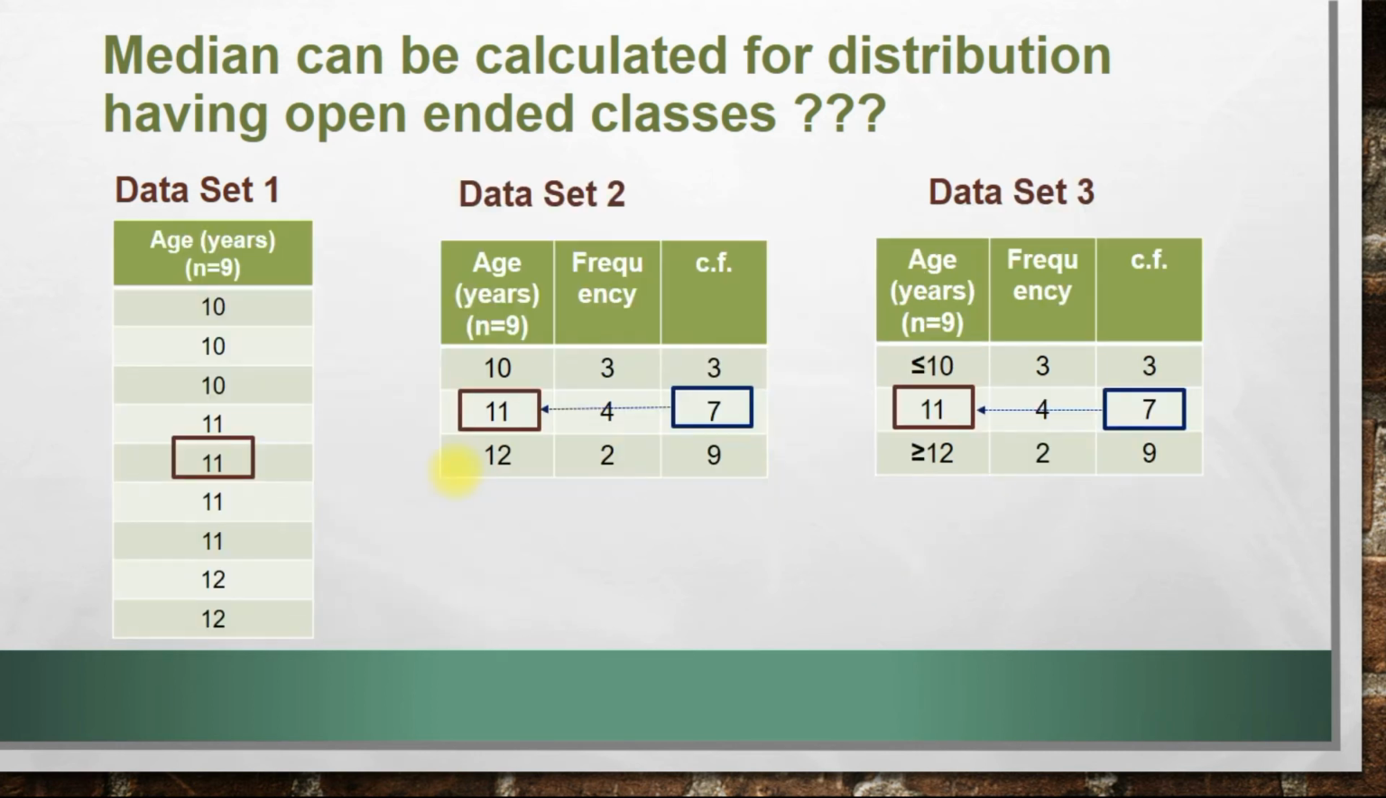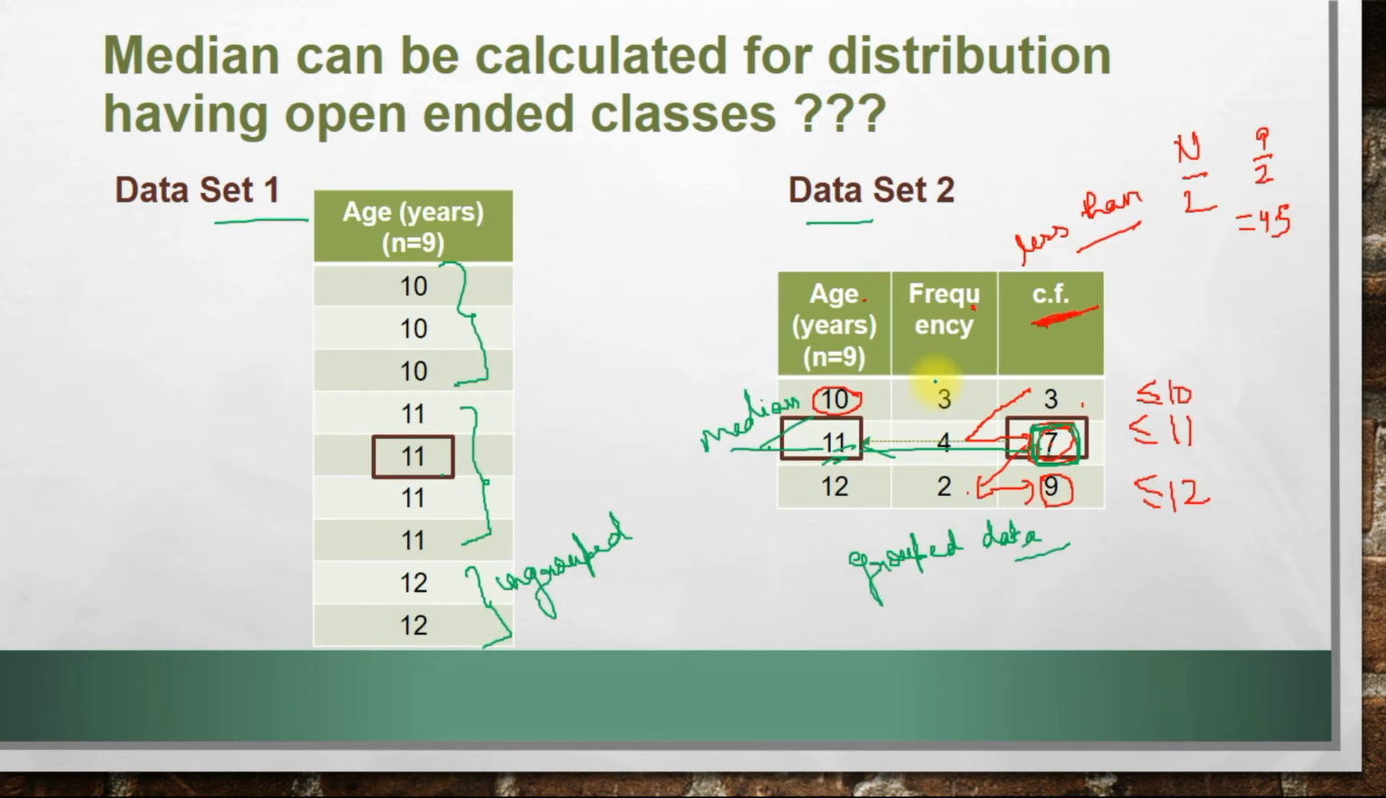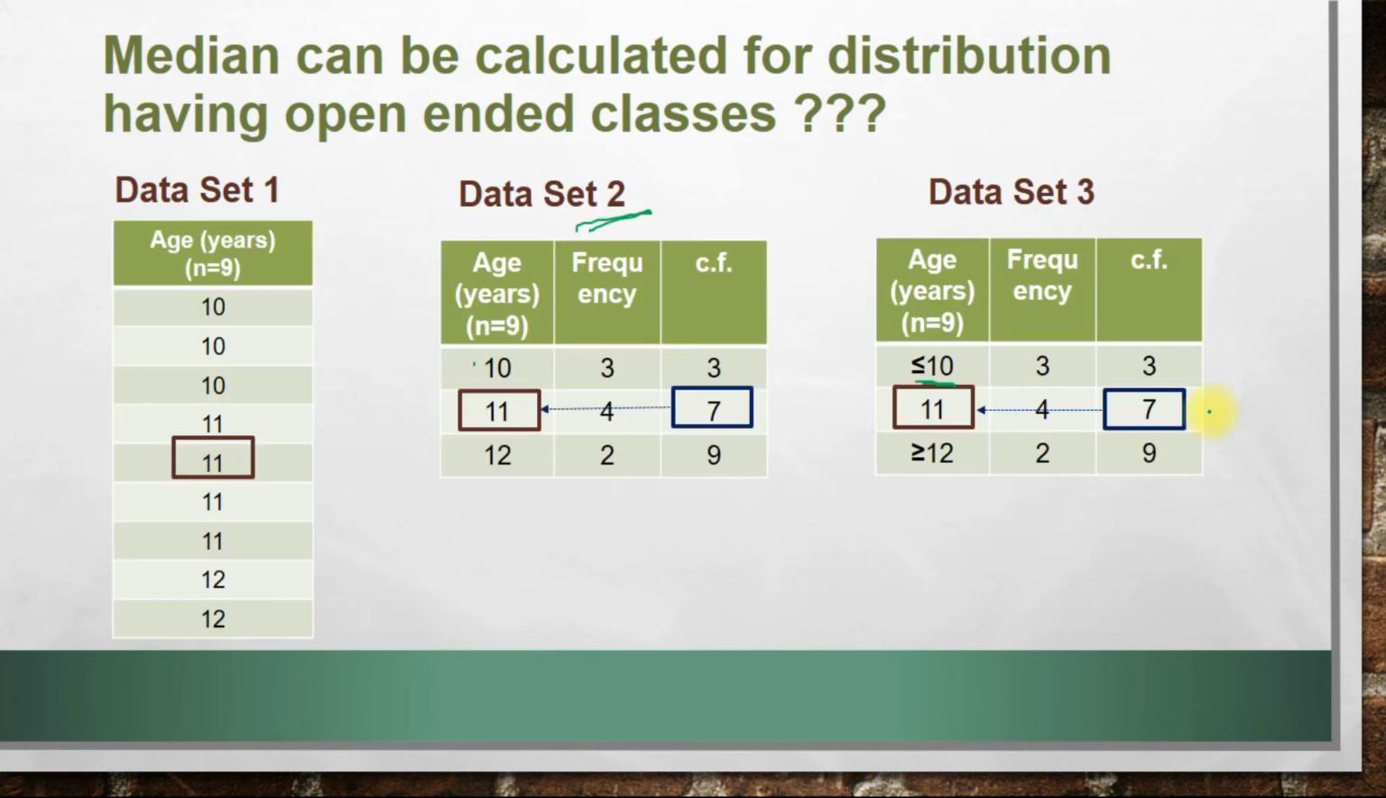Now if we convert this data set 2, which was grouped data, into intervals, we can rewrite this as less than or equal to 10, as we did earlier. Here I mentioned less than or equal to 10, and the frequency will be the same. 11 we keep as 11, and instead of writing 12, we can write more than or equal to 12.